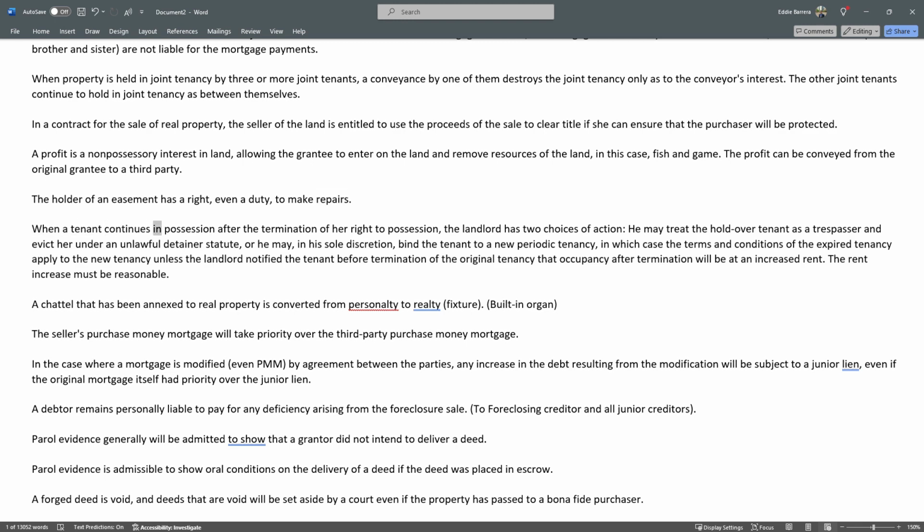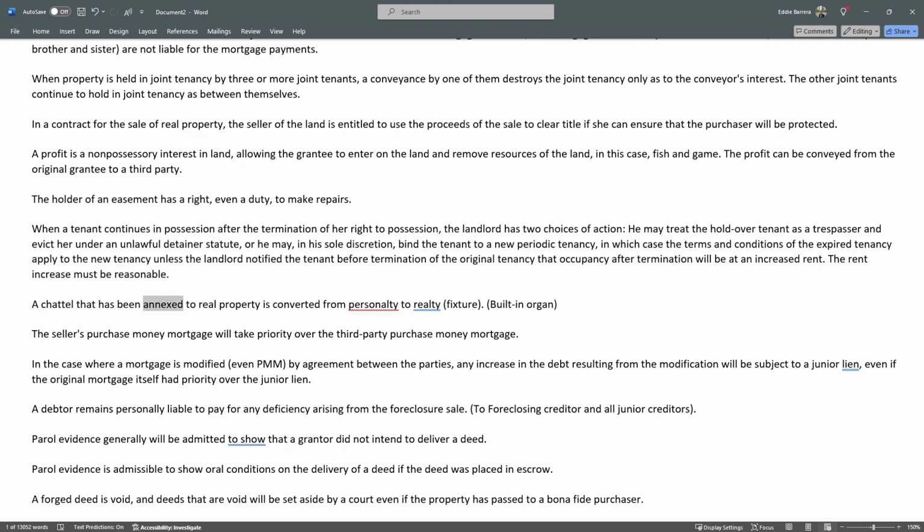When a tenant continues in possession after the termination of her right to possession, the landlord has 2 choices of action. He may treat the holdover tenant as a trespasser and evict her under an unlawful detainer statute, or he may, in his sole discretion, bind the tenant to a new periodic tenancy, in which case the terms and conditions of the expired tenancy apply to the new tenancy unless the landlord notified the tenant before termination of the original tenancy that occupancy after termination will be at an increased rent. The rent increase must be reasonable.